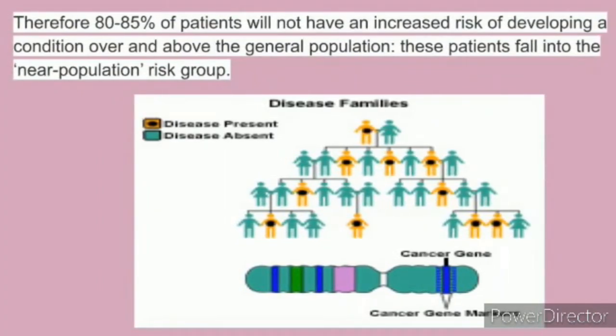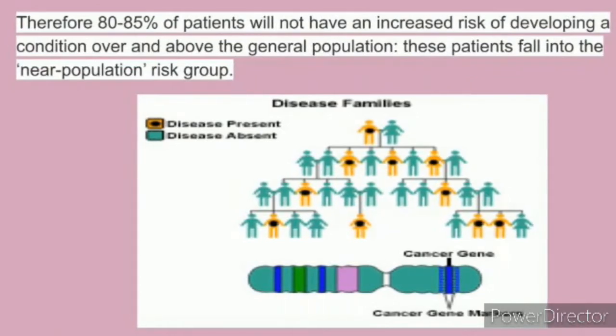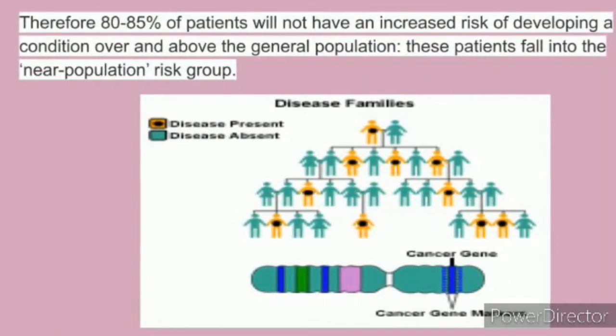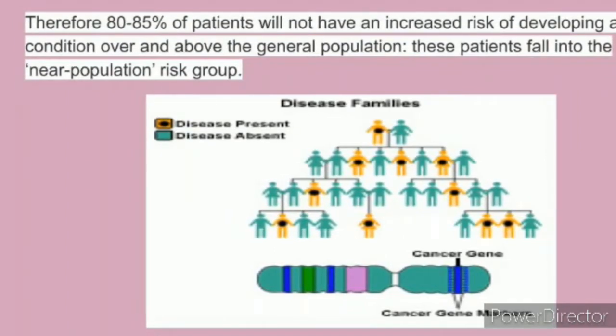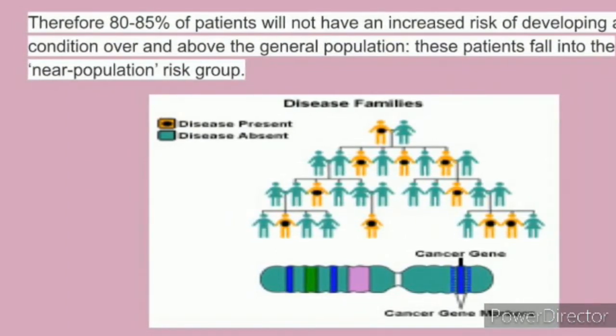As you see in the image, the disease family is very important when we consider the patient's family history and the patient's medical history.